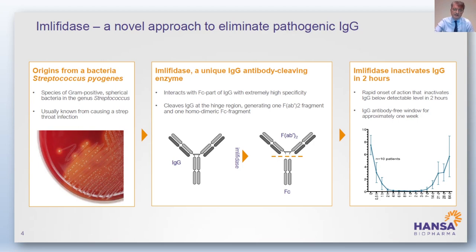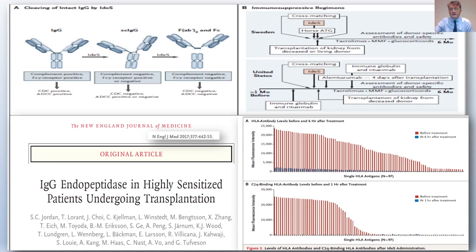A recent striking drug is imlifidase. This is an antibody-cleaving enzyme given in one shot to a patient who shows a positive cross-match. And after 4 hours, this cross-match becomes negative because the antibodies which were responsible for the positive result were cleaved by this drug. So there were two trials, one in Sweden, one in the US in adults, using this regimen, with the drug given just before the transplantation.